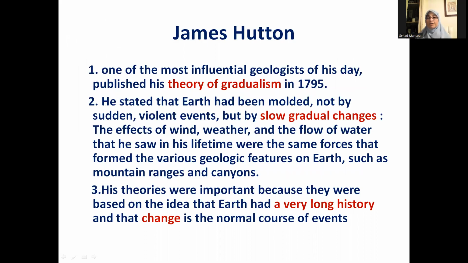And then we have another scientist called Hutton, who talked about the theory of gradualism. What was okay about the theory of Hutton is the concept of gradualism, and he talked about the changes on Earth. This is exactly the opposite of what Cuvier said, because Hutton said that Earth had been molded and changed, but these changes were not sudden, violent, catastrophic events, like Cuvier said. They were, on the other hand, slow and gradual changes, like wind, weather, and the flow of water, and these slow, gradual changes were responsible for all the molding that we see on the surface of Earth, like the mountain ranges and the canyons, for example.